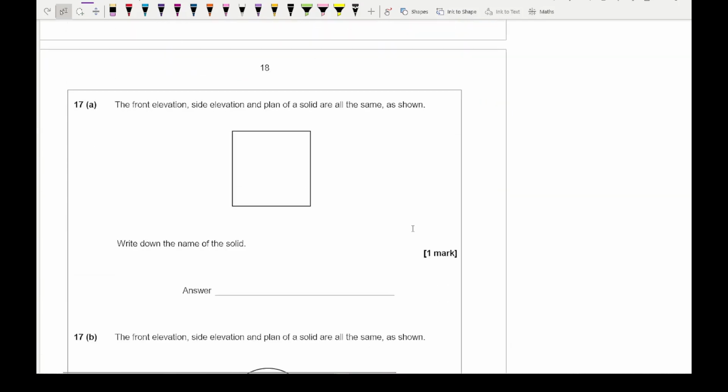Then for question 17, it says the front elevation, side elevation and plan of a solid are all the same as shown. Write down the name of the solid. So for this, I would say if all the side faces are going to be the same, then it's going to be a cube. Now they would accept cuboid because a cube is a cuboid. It's just that a cuboid could have multiple side lengths. So if you wrote cube or cuboid, you would get the single mark.